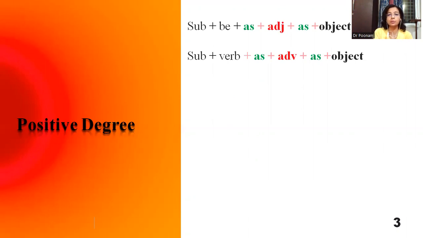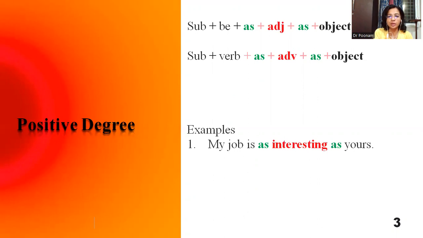Adjective, the word which tells you more about the noun. Adverb, which tells you more about the verb. So let us look at some of the examples. The first one is, my job is as interesting as yours. So I'm not telling that my job is better than yours or your job is better than mine. I'm telling that my job is as good as yours. So we are comparing two things which are equal.